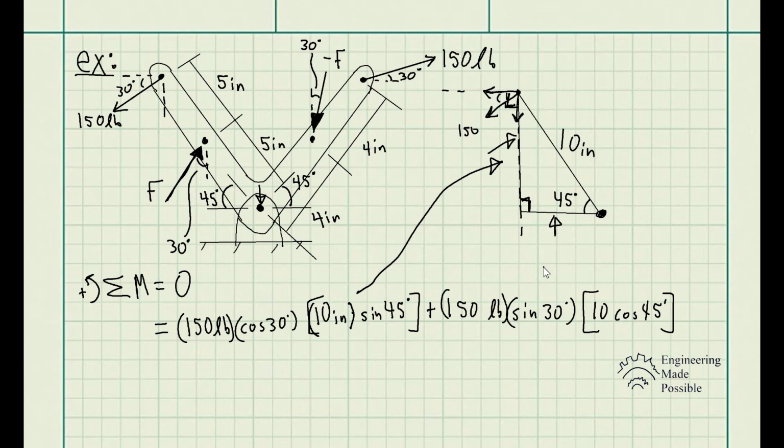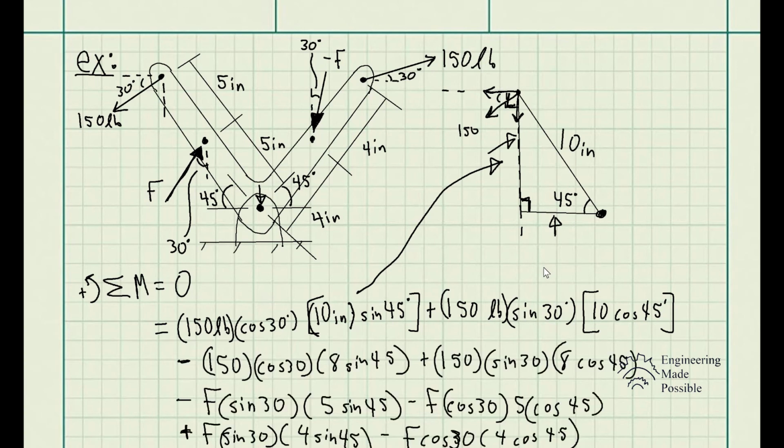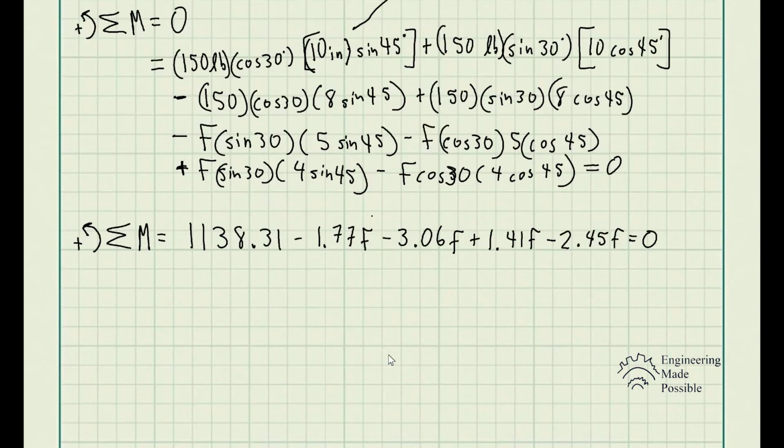So let me go ahead and write it out for all the forces for this equation, the sum of moments. So now we finally get this very long equation for the sum of moments. And of course, all this is equal to 0. And we do have the variable F in this case. So let's simplify this a little bit more by multiplying all of these numbers and factoring out the F and solve. So this is how it looks a little bit more simplified.